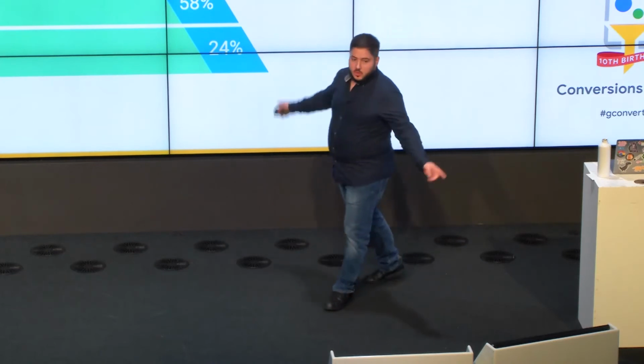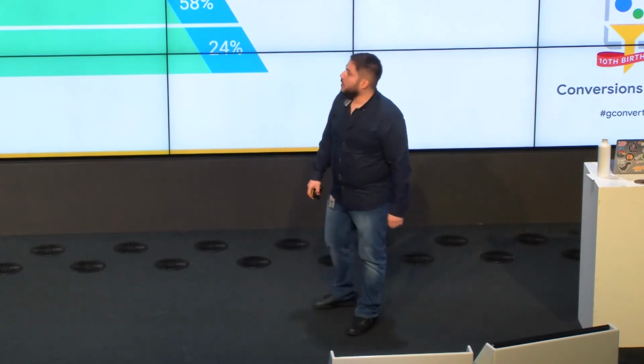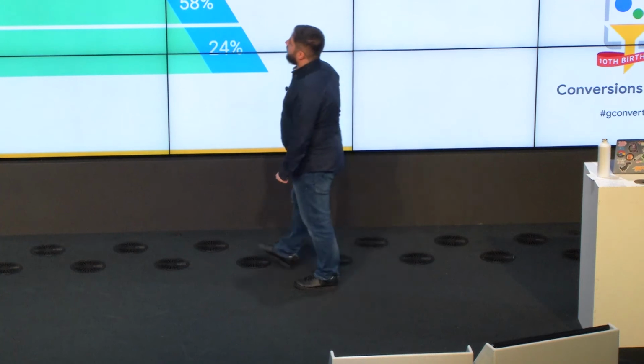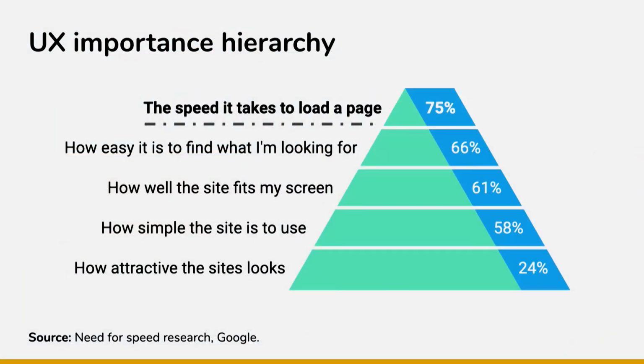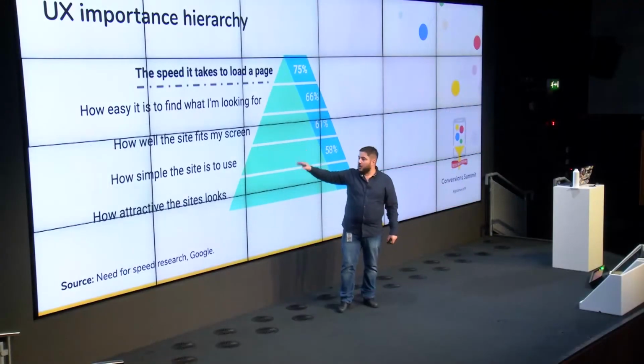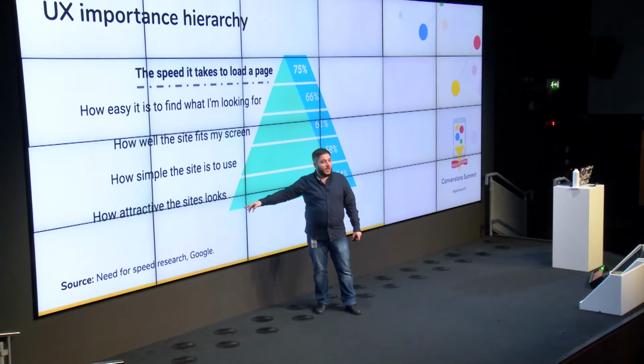Now, this was mentioned earlier, the UX hierarchy. The most important thing for people on the mobile web is how long a page takes to load. But if you think of the top 4, the thing I'm trying to find, the site fitting on my screen, how simple it is to use, that's pretty much about perception and speed, if you think about it. The last one, how attractive a site looks, is really depressing because I'm a designer.